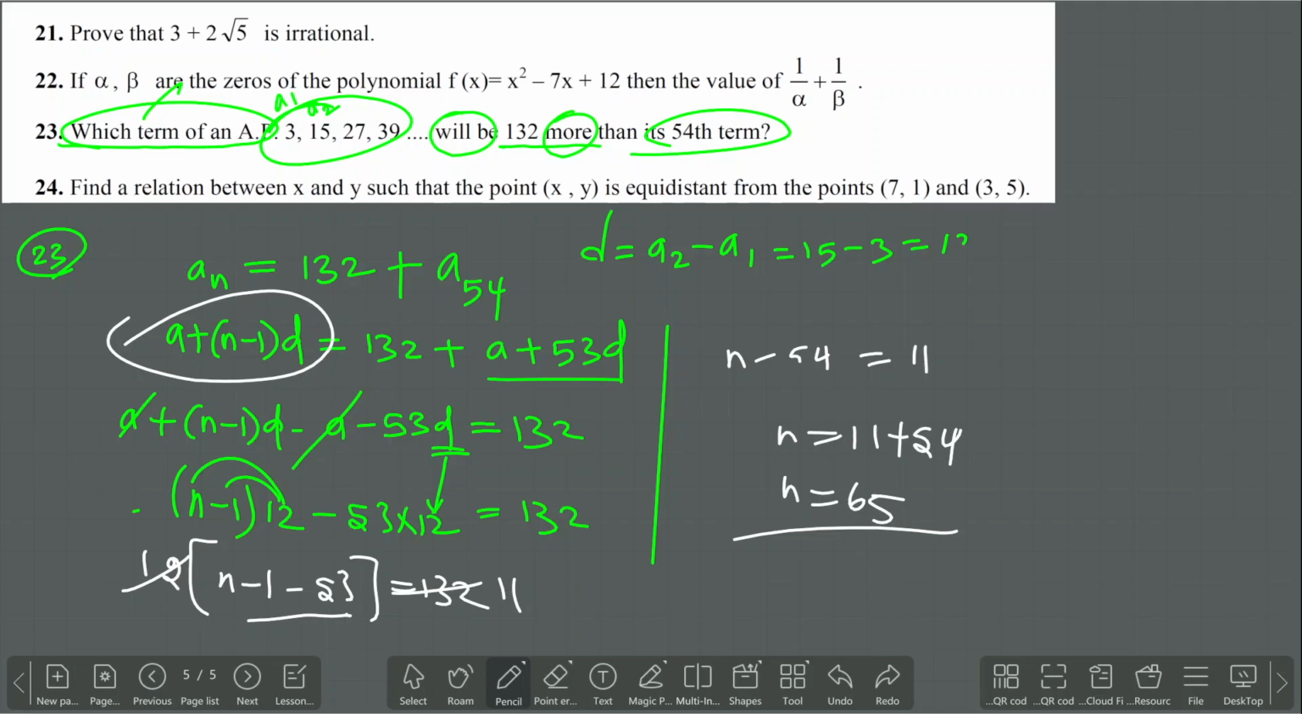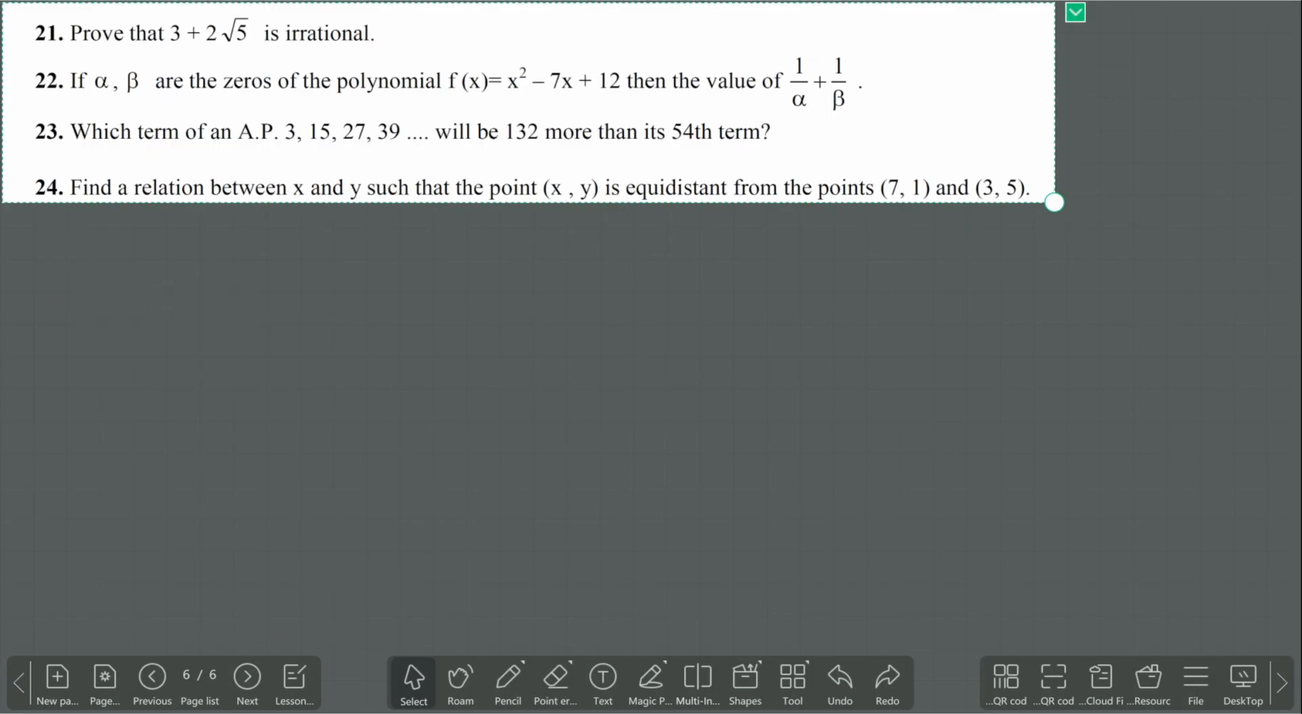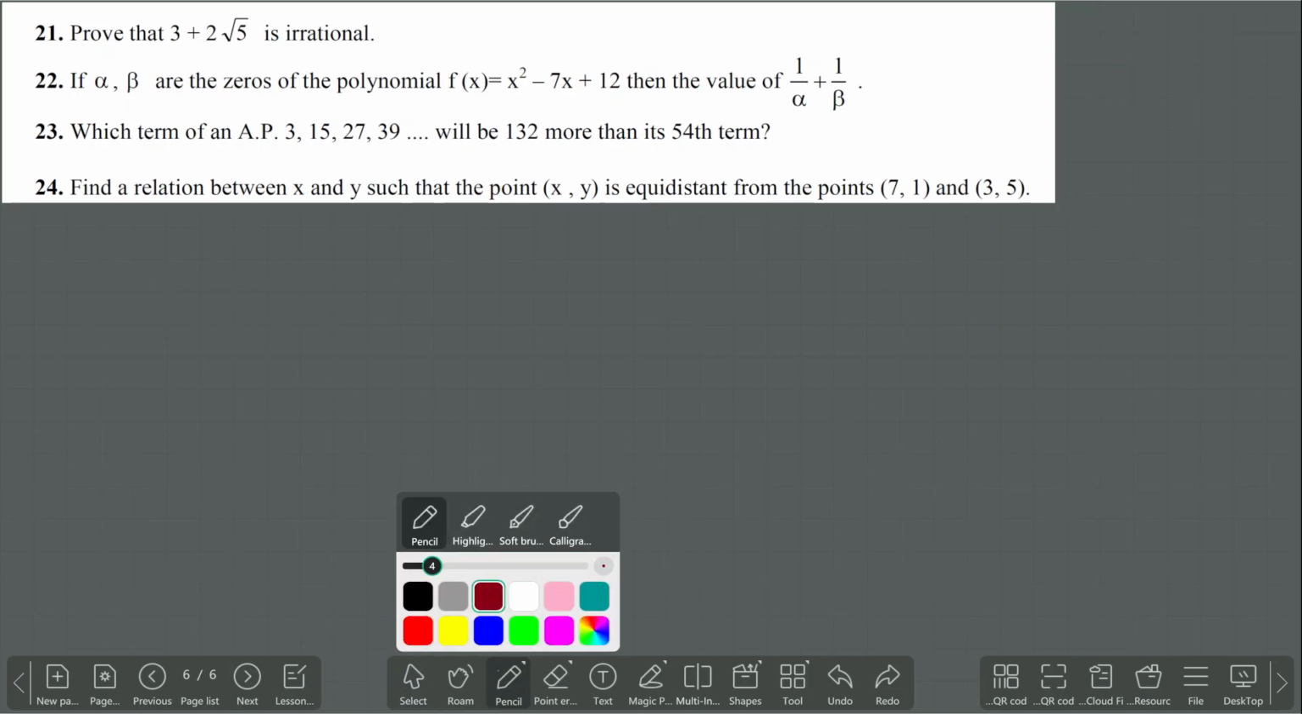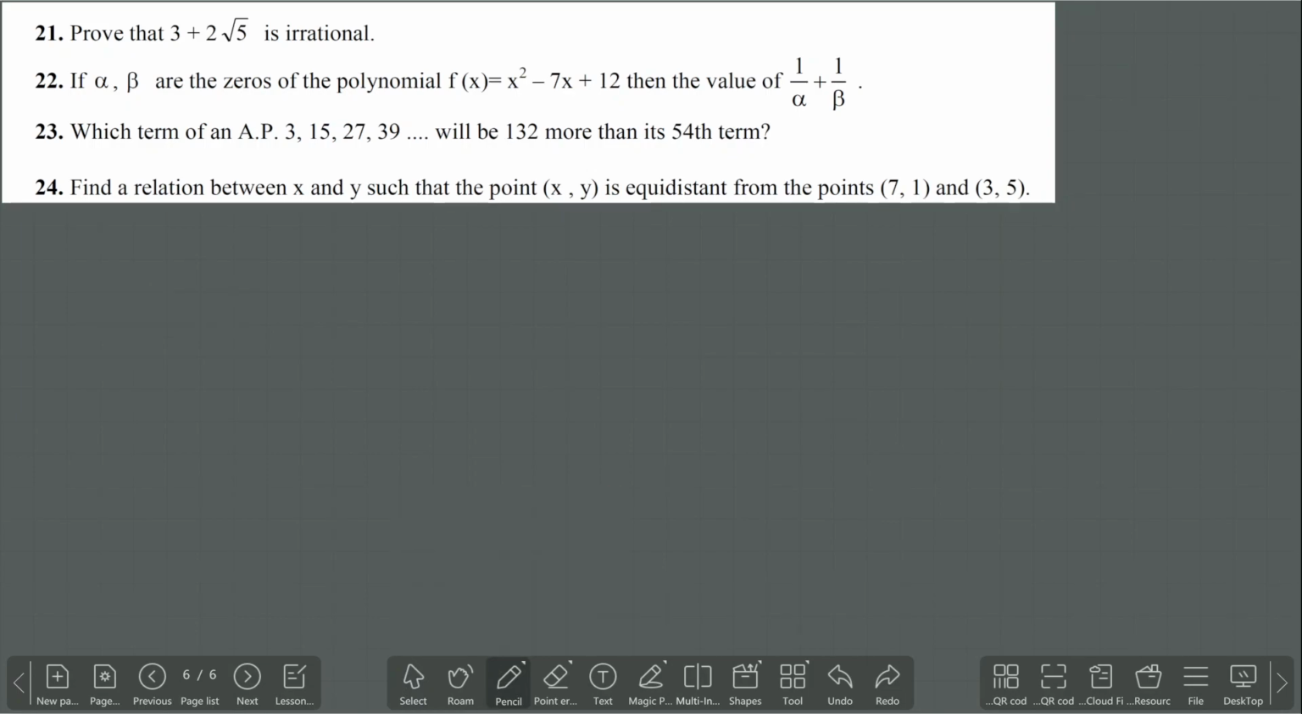24th question I am going. 24th question we will go. Right. 24th question. Find the relation between x and y. Find the relation. See, this is actually from the 7th chapter, when points are given. In the 7th chapter, if they are talking about relation, what will come? Some equation will come.